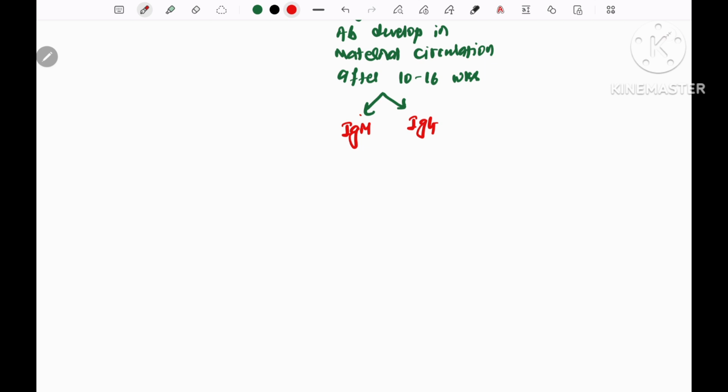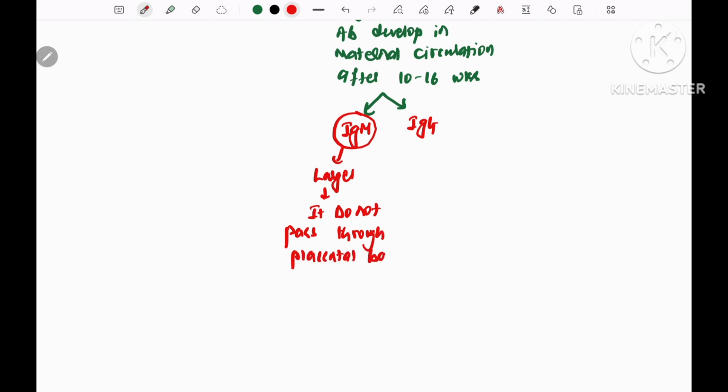IgM is the first antibody to be formed in the maternal circulation, and it is larger, so it does not pass through the placental barrier. If it does not pass through the placental barrier, will it affect the fetus? No, there will be no harm to the fetus. So this IgM antibody will not be harmful to the fetus in subsequent pregnancy.